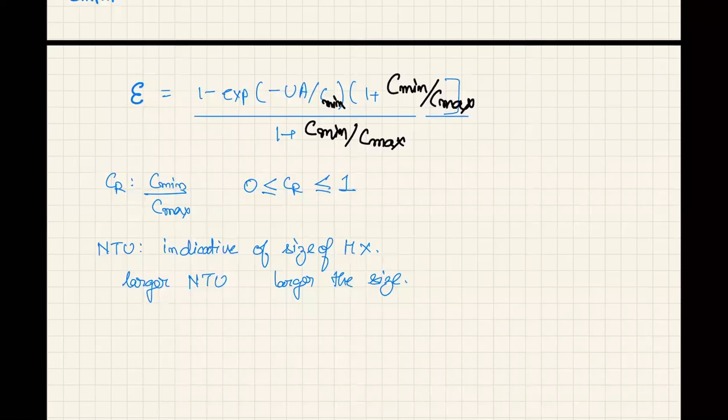And now this nice term over here, I will express this as NTU. This will be the expression for NTU, which only and only depends on the size of the heat exchanger, which tells you more about the size of the heat exchanger. So NTU equals UA by Cmin, and this is the physical significance of NTU.